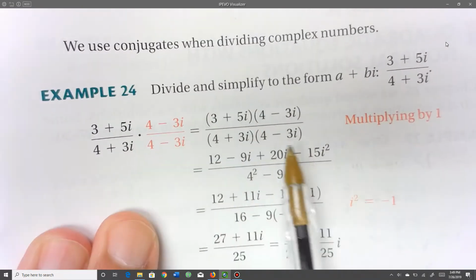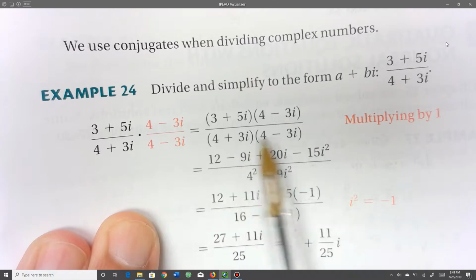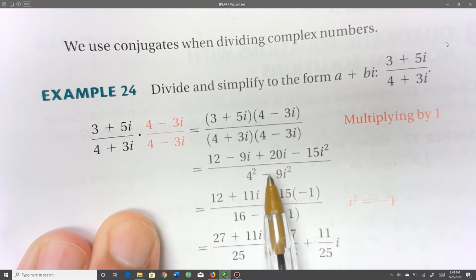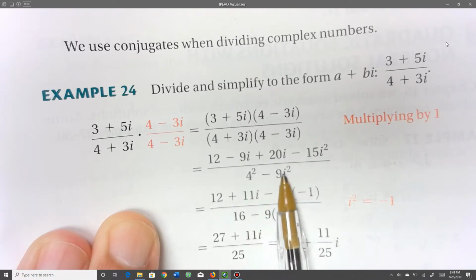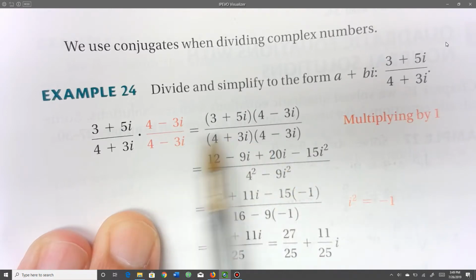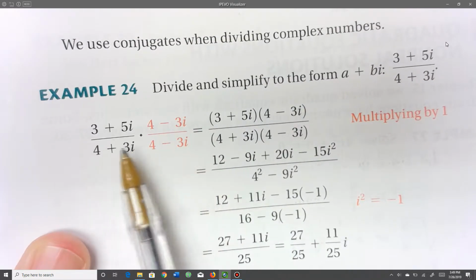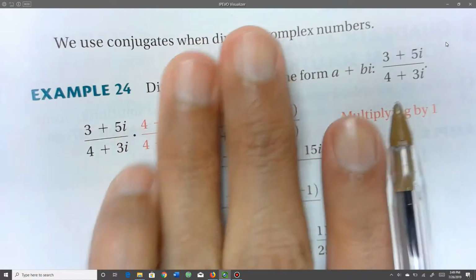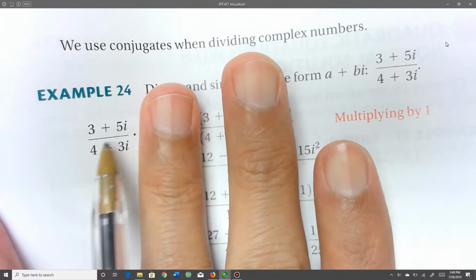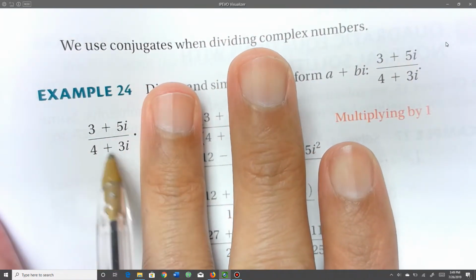Because if you multiply times its conjugate, the middle terms go away. See, you end up with the first term and the last term, and that only happens when you change the second sign. So we will be rationalizing here.